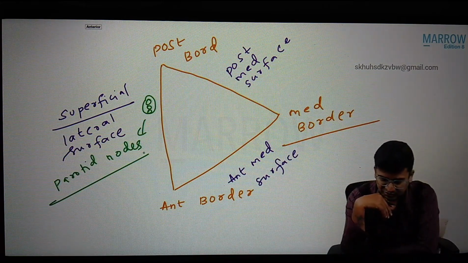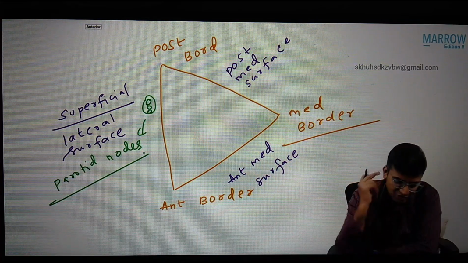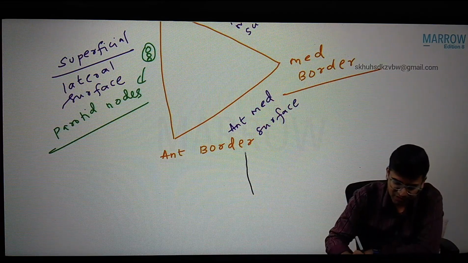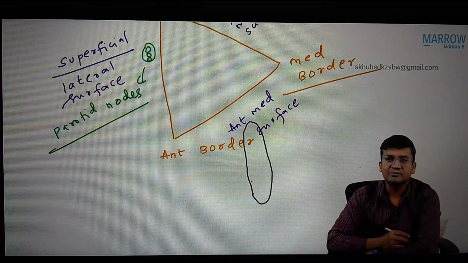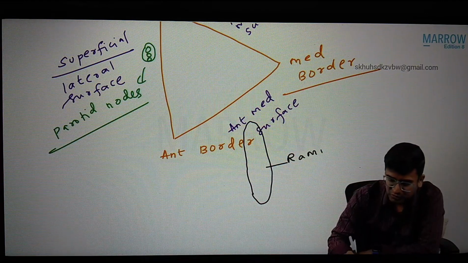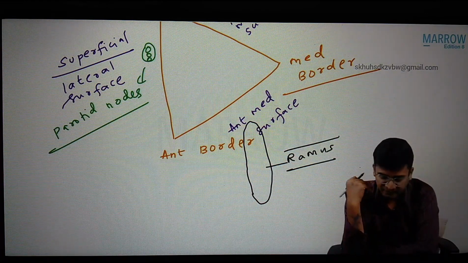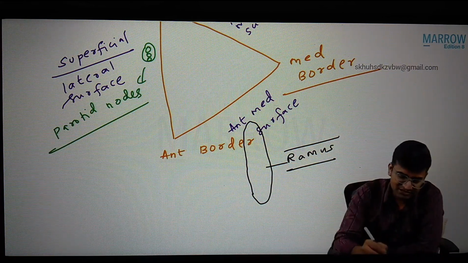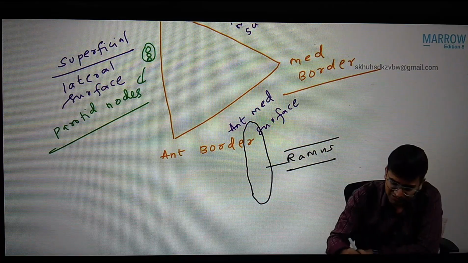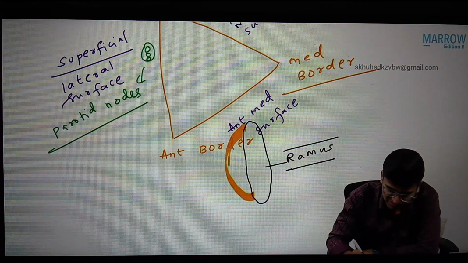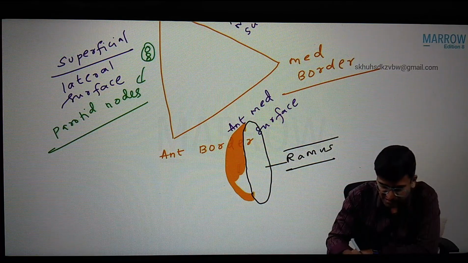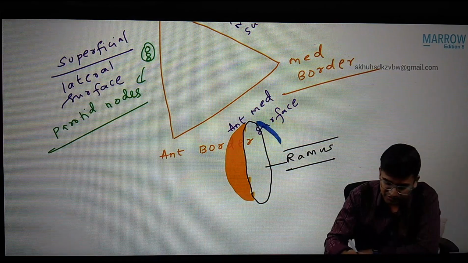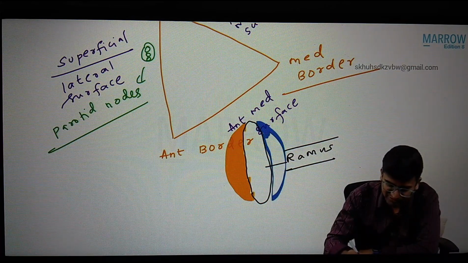Right. Now the anteromedial surface is grooved by the ramus of mandible. The ramus of mandible will be here like this. I told you in the muscles of mastication topic, the ramus of mandible receives two muscles. What are those? The outer surface of the ramus, this is masseter. And the inner surface of the ramus, medial pterygoid muscle, very good, medial pterygoid.